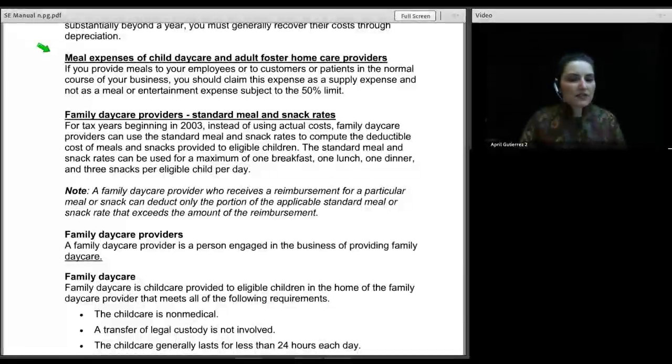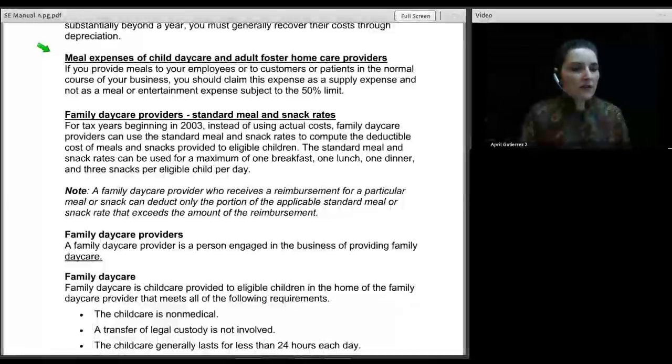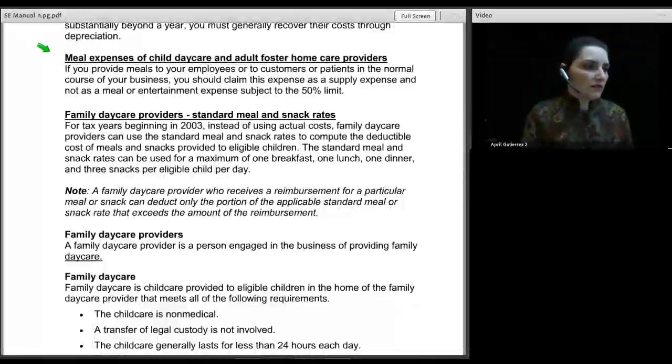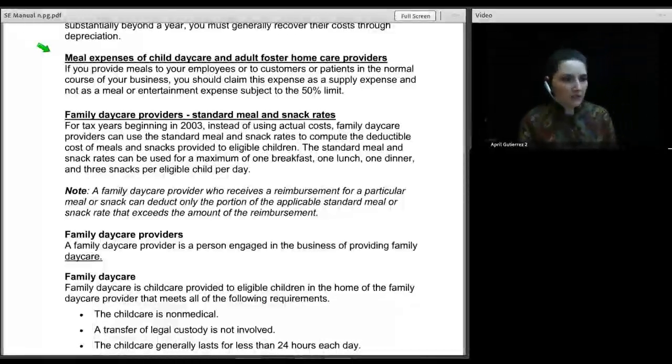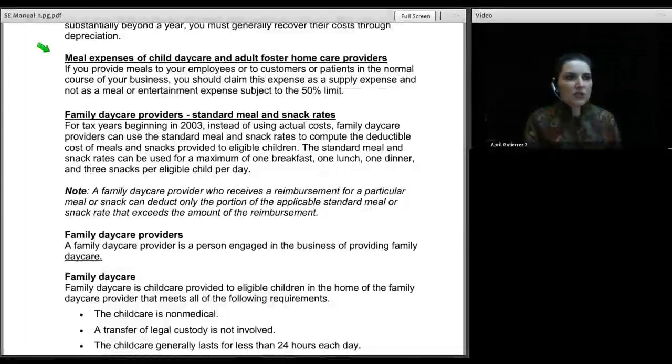And one of those is meal expenses of a child daycare provider or an adult foster care home provider. There is a meal expense line on the form. Typically that line is meant for meal and entertainment expenses when you are either entertaining clients locally, taking employees to meetings, or traveling out of town. And when you have that kind of meal expense, it's typically subject to a 50% limit, or in the case of transportation workers, an 80% limit on its deductibility. But there are situations where when you pay for a meal expense, it can be fully deductible.